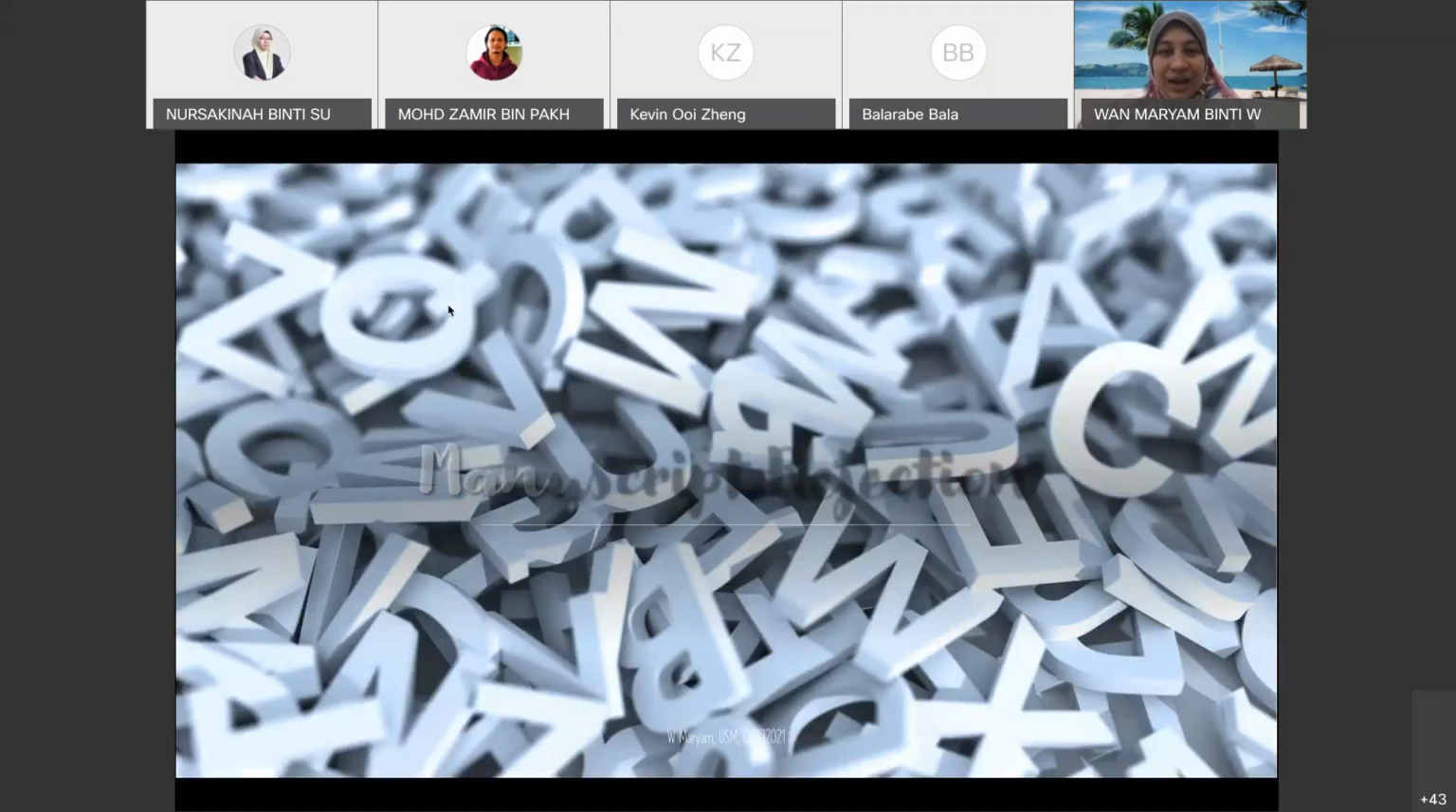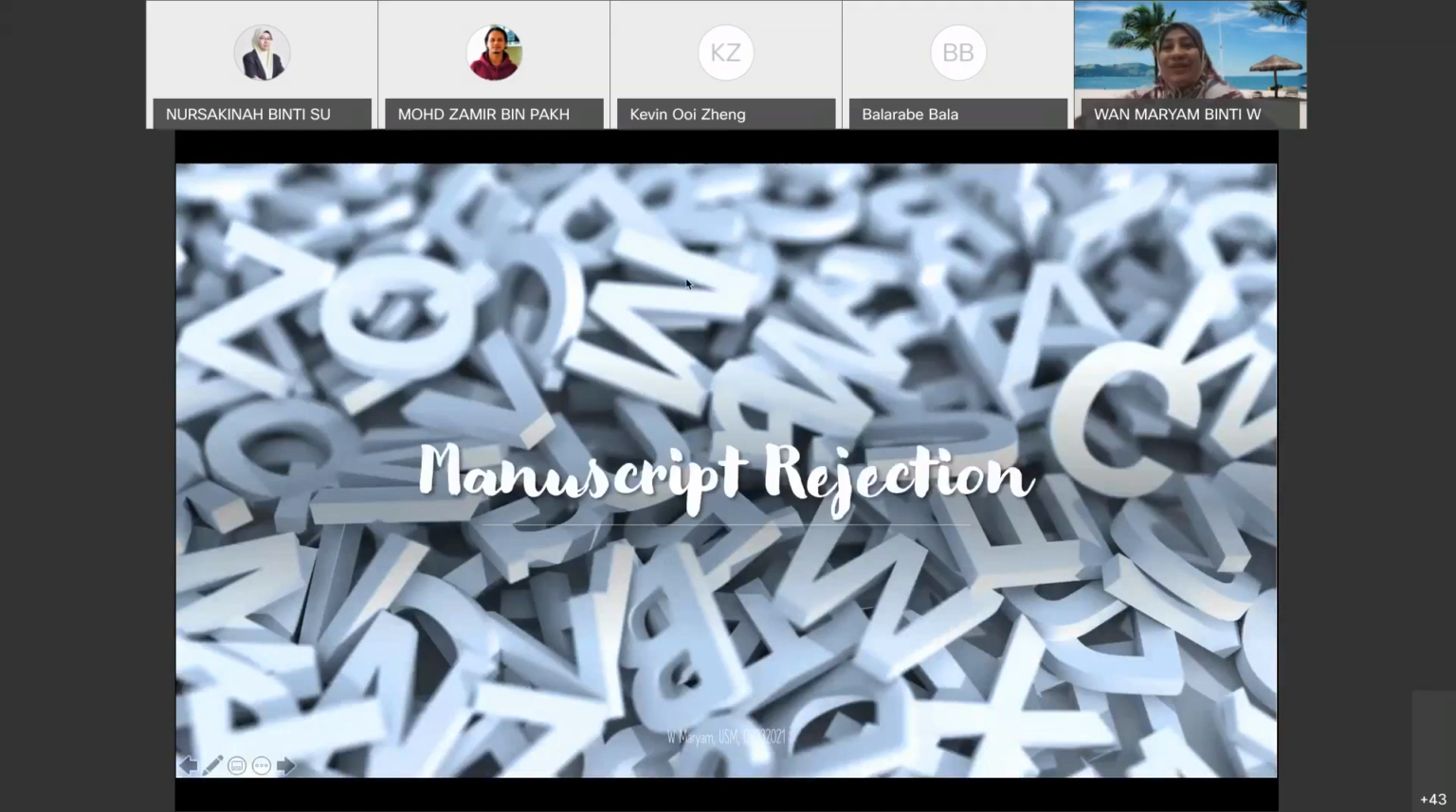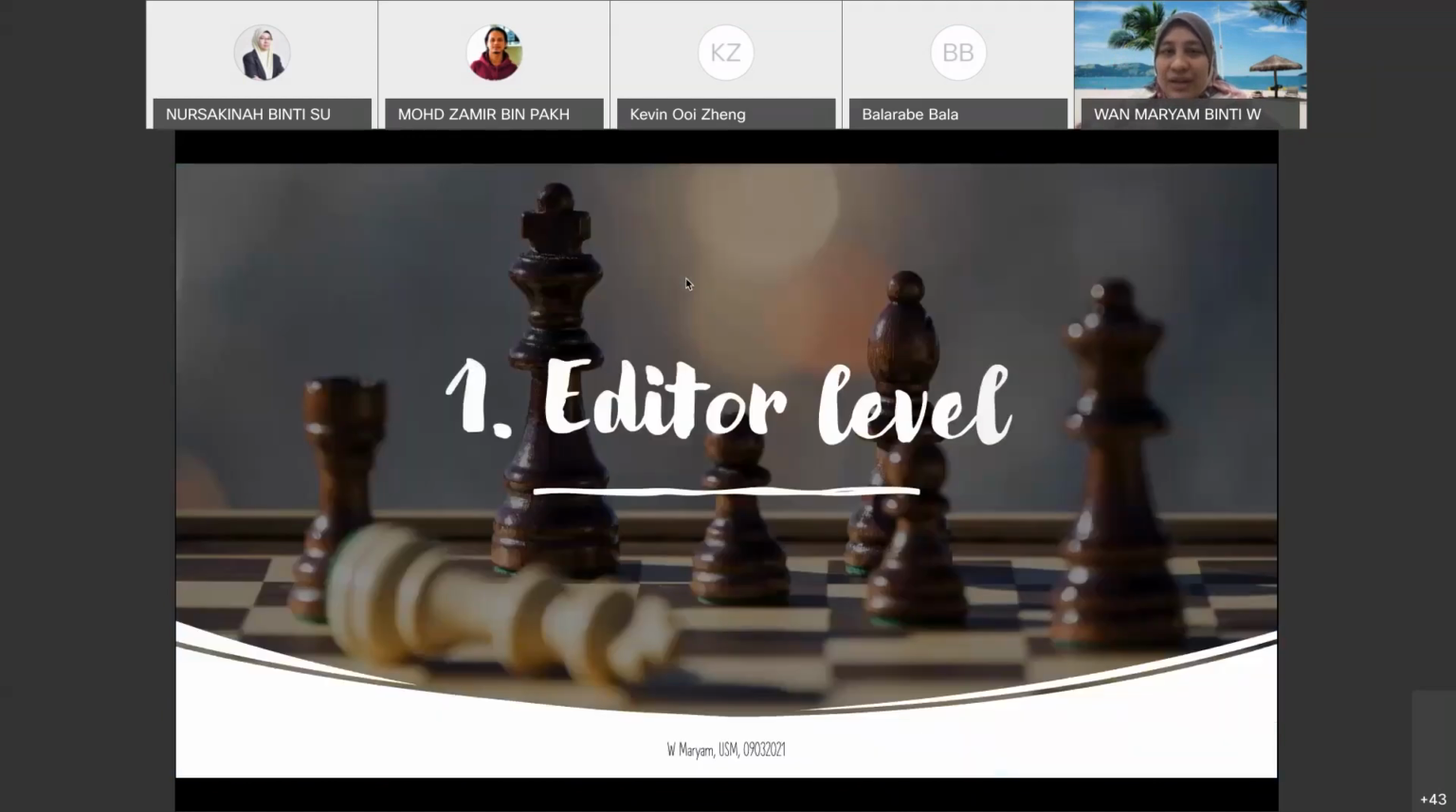Okay, now dealing with manuscript rejection. This is something that happens to a lot of us, even me and Dr. Zamir, we also experience this as well. The common rejection that you cannot rebut is editor level. This is checkmate. So editor level, you need to either fully revise or, my advice, send elsewhere.